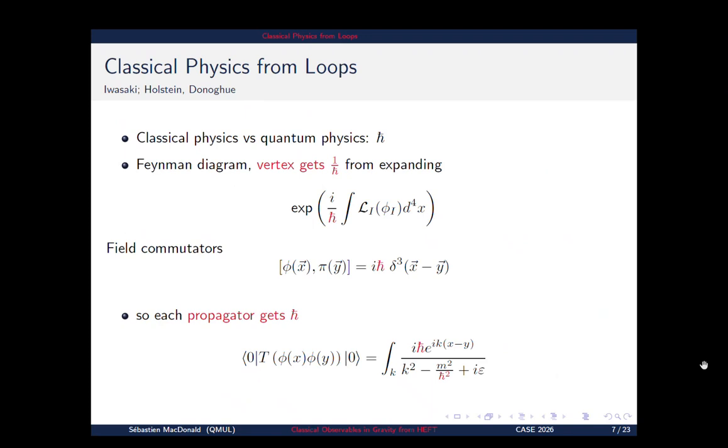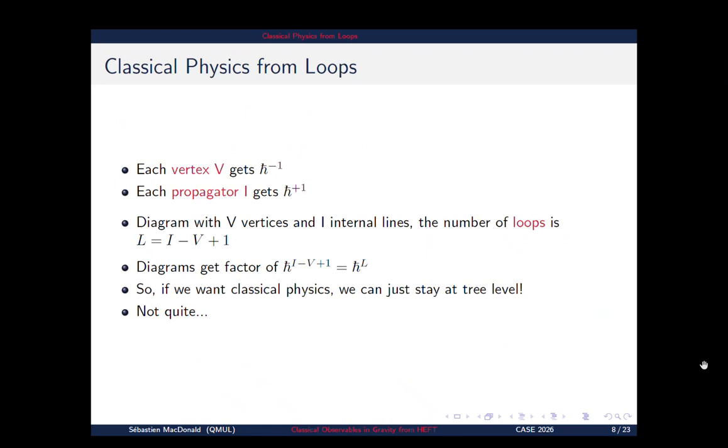Okay, so I'm going to try and convince you now that we can get classical physics from loops. Classical physics is different in many ways from quantum physics, but a very simple way you might think of it is that one of them has h bar, the other one doesn't. So let's look at a Feynman diagram and count where h bars might come from. A vertex will get, for example, 1 over h bar, from expanding the exponential. The field commutators also get an h bar. Every propagator will also get a factor.